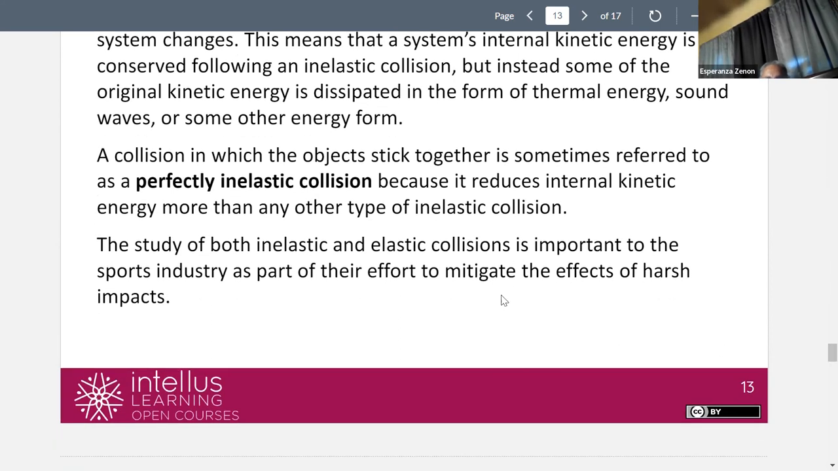And they give you a real world example of why we use this information on inelastic and elastic collisions. Sports is definitely an area where these types of collisions are relevant, because a lot of work has been done to try to reduce the concussion level, for example, in football, or come up with better equipment to manage sports injuries and that type of thing.